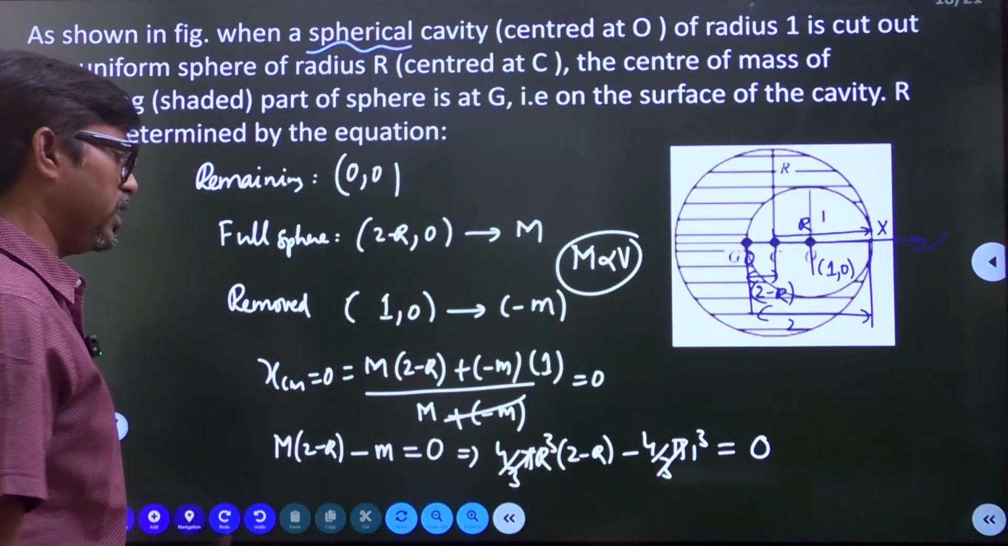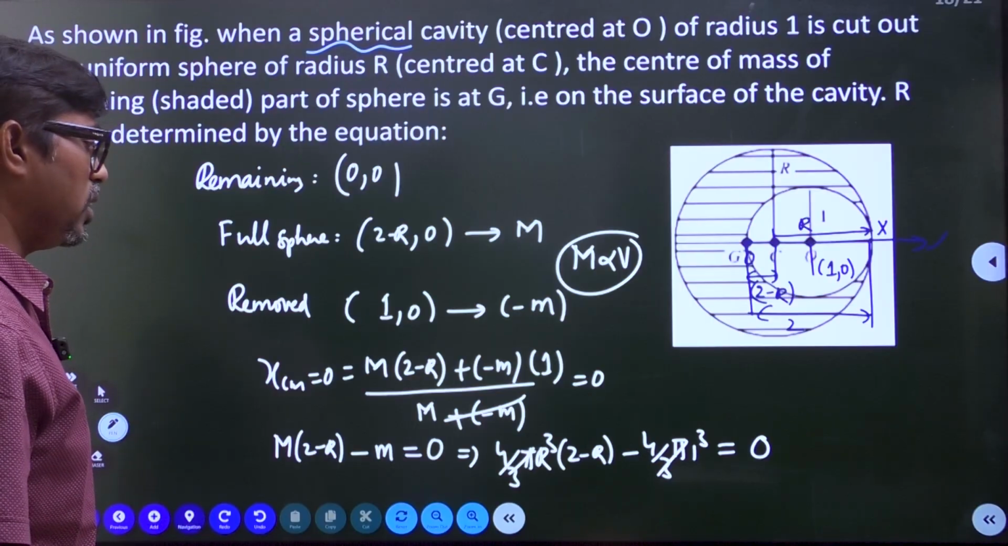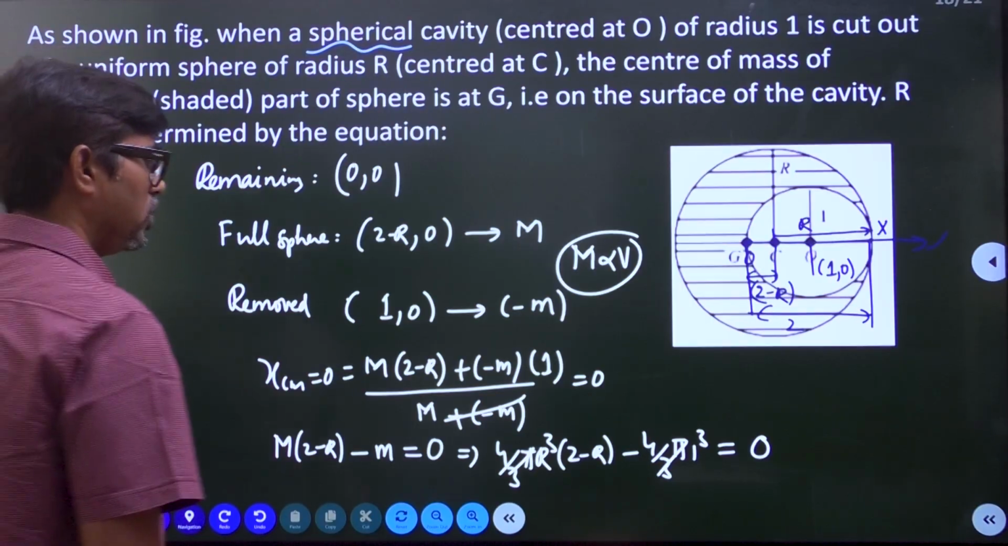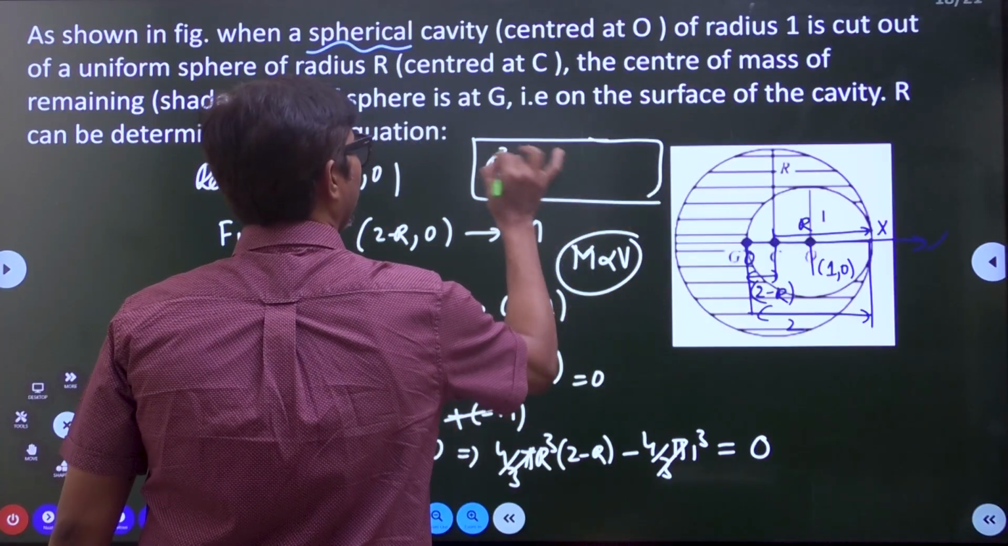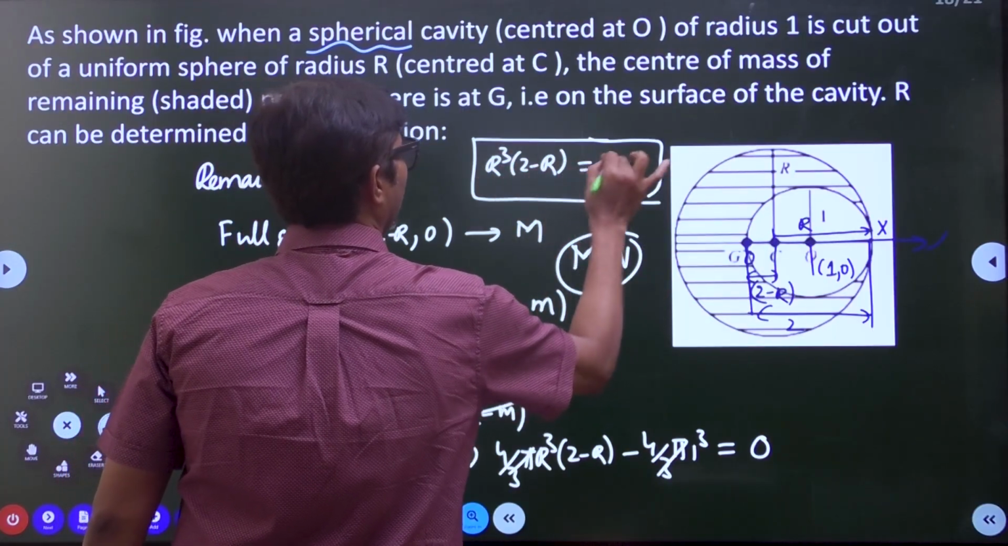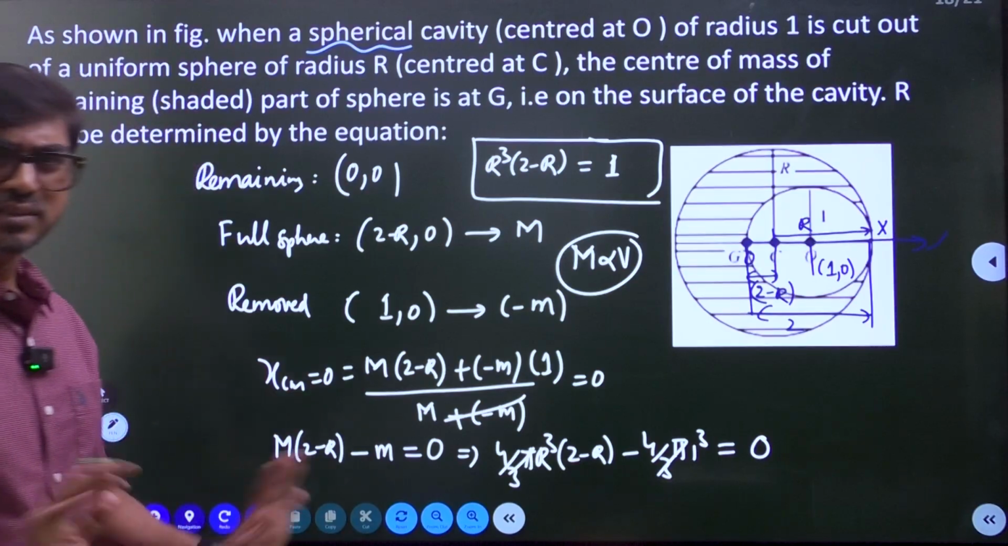And so we have this relation r cube into 2 minus r minus 1 equal to 0. That means the final answer is going to be r cube into 2 minus r equal to 1. That is going to be the expression there. It's a very simple idea.